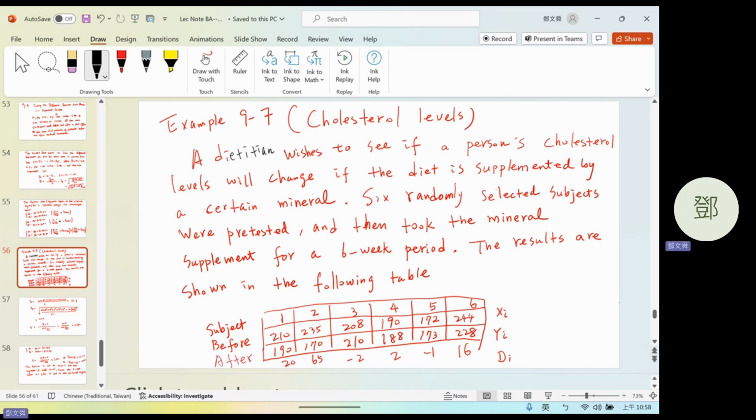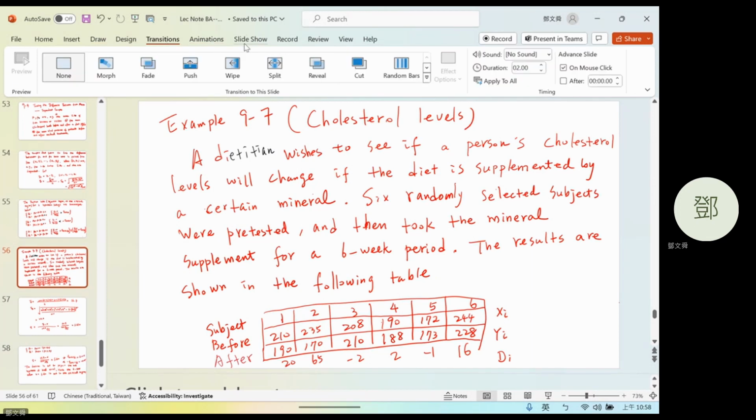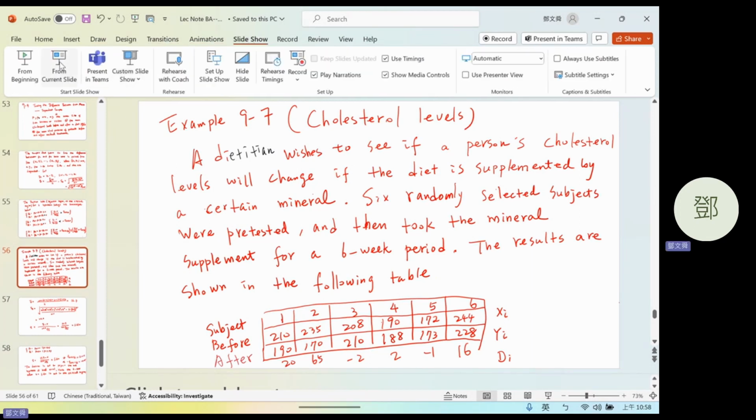Dietitian means an expert of nutrition, food nutrition. Okay, and they make proposals for food.